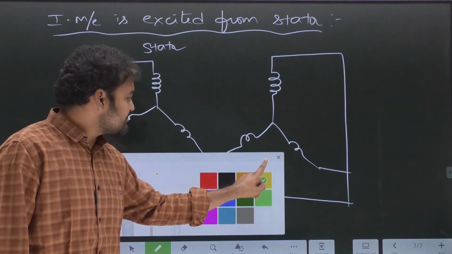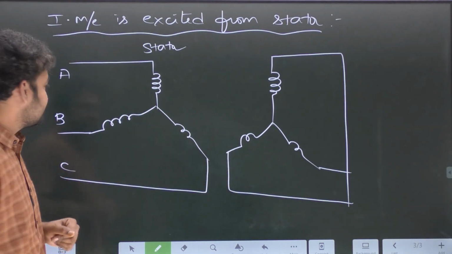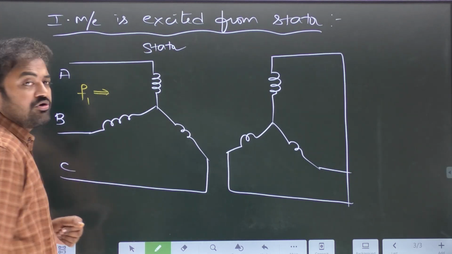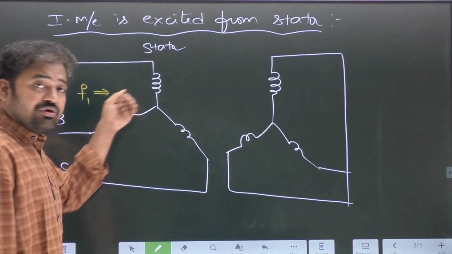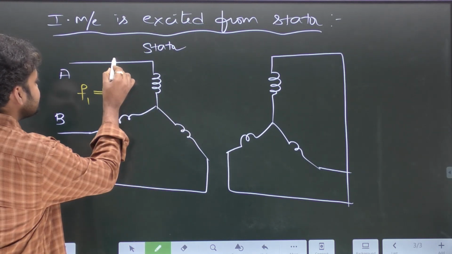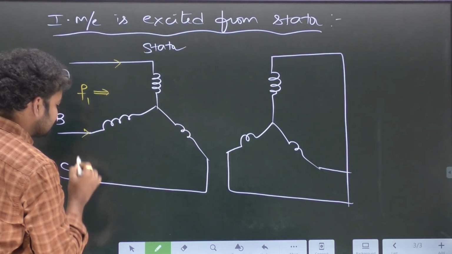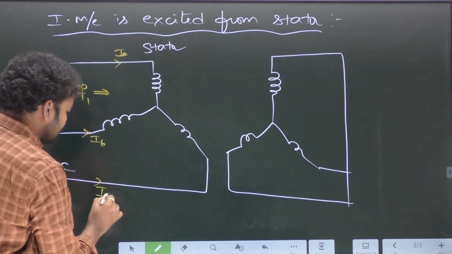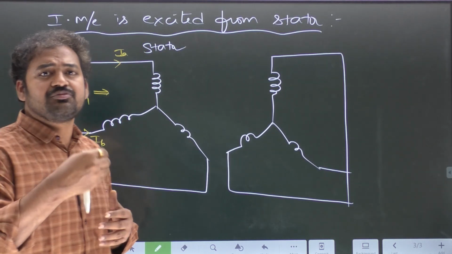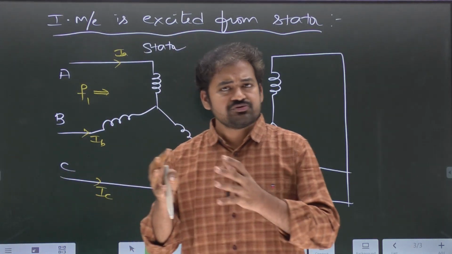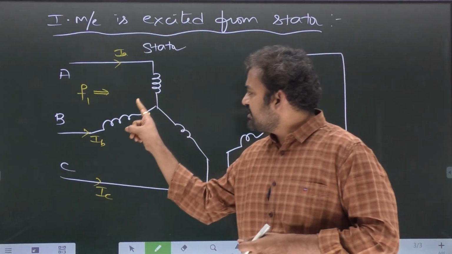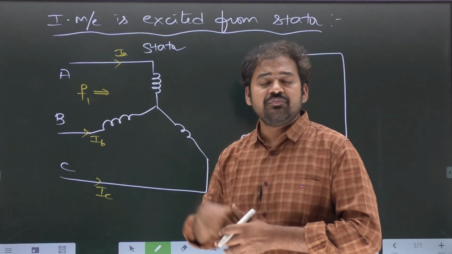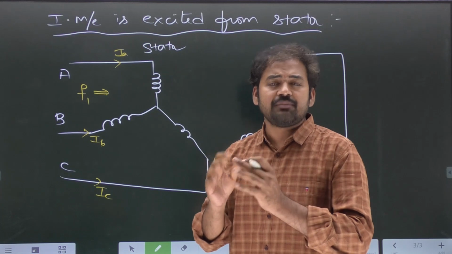As we are giving excitation to the stator winding first, imagine the stator winding is supplied with a frequency equal to F1. The moment you give excitation to the stator winding, it will draw three-phase balanced current, IA, IB, IC. We know in an induction motor we use distributed winding. Whenever a distributed winding is excited with a three-phase balanced supply, immediately it will create a rotating magnetic field.